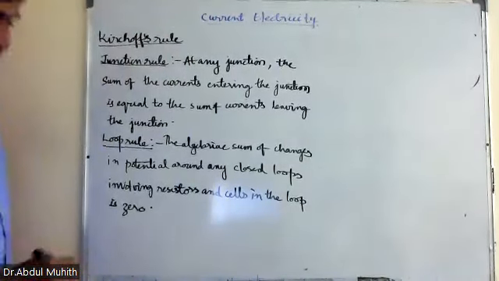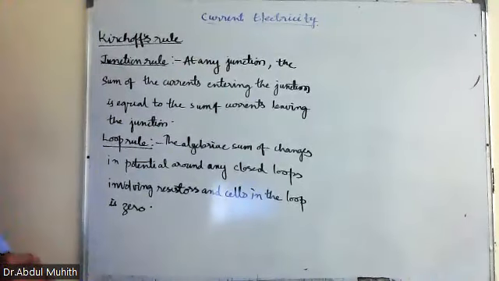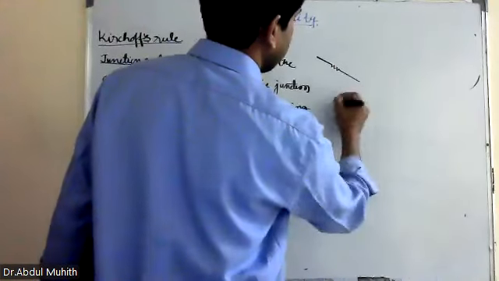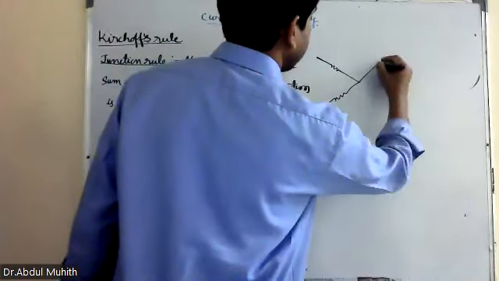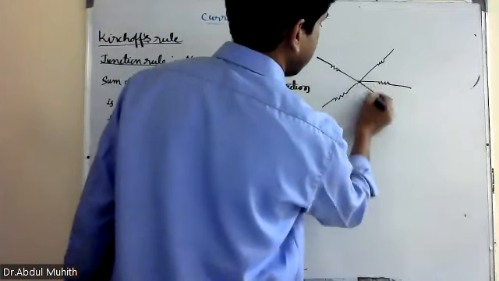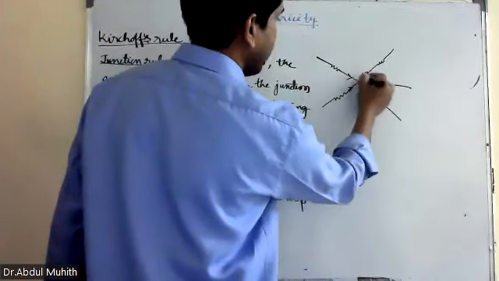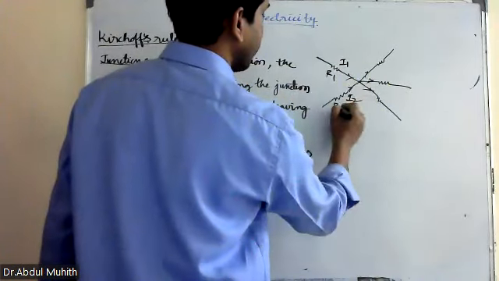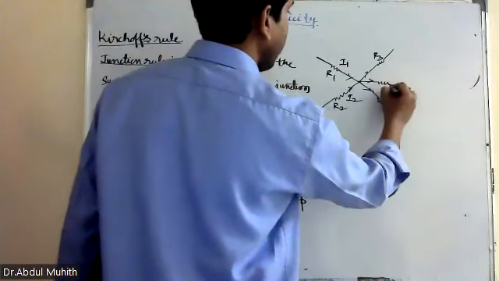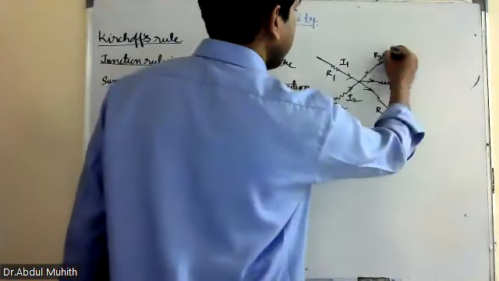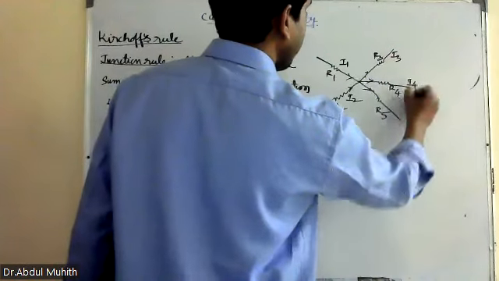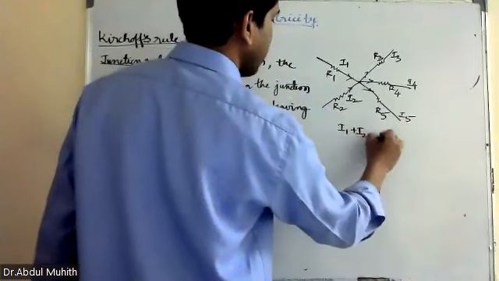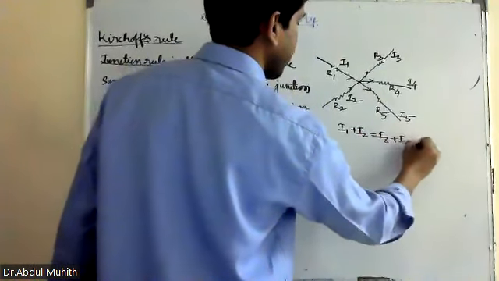Now, see, current coming to the junction is like this. So this is I1, I2, R1, R2, R3, R4, R5. This is I3, I4, I5. So what happens here? Current I1 plus I2 is equal to what? I3 plus I4 plus I5.